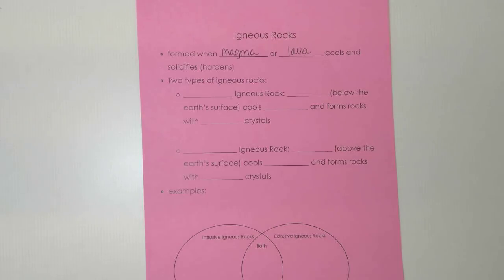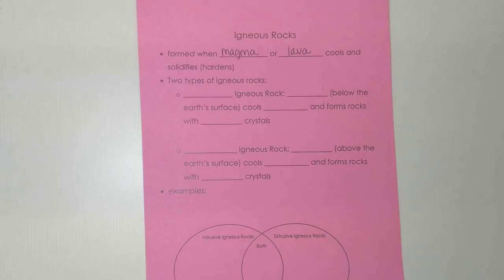When the liquid magma is underneath the Earth's surface, we call it magma. But when it reaches the Earth's surface, if it comes out of a volcano or any cracks in the Earth, we call it lava. Okay, so we want to be sure that we're using the correct term, whether we're talking about underneath the Earth's surface, magma, or above the Earth's surface with lava.